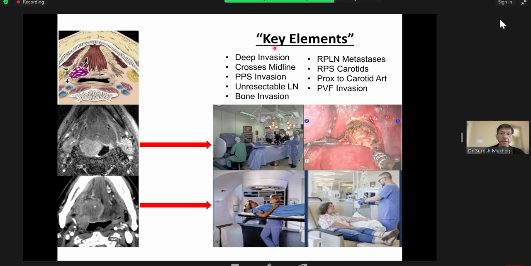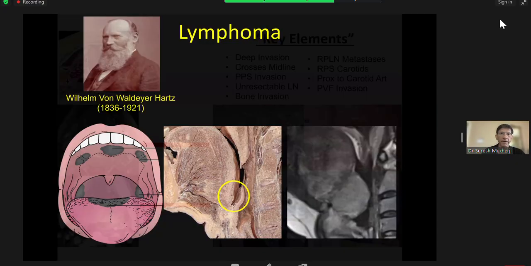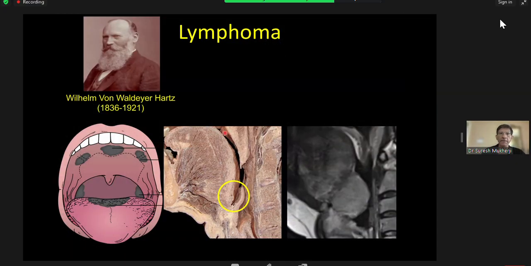Well, the second most common tumor to involve the oropharynx is lymphoma. And so why do we have lymphoma involving the oropharynx? Well, we have to go back and understand the contributions by William von Waldeyer-Hartz. And I'm sure you've heard about Waldeyer's ring. Now, for the longest time, I thought Waldeyer's ring was seen on axial images. I remember as a resident back in the last century, my attendings pointing out in cross-sectional imaging and saying, well, there's Waldeyer's ring. And they were basically pointing back here at the tongue base. But it took me forever to realize that Waldeyer described this over 100 years ago.